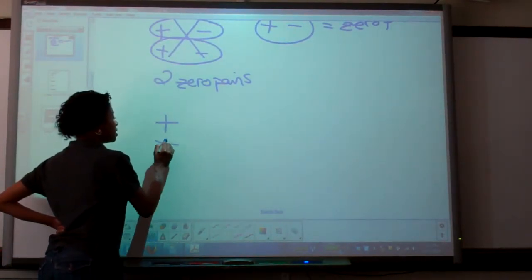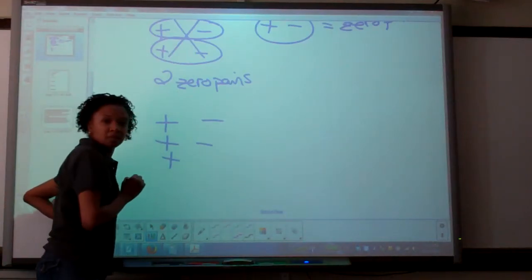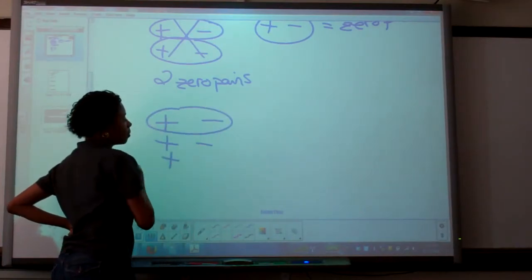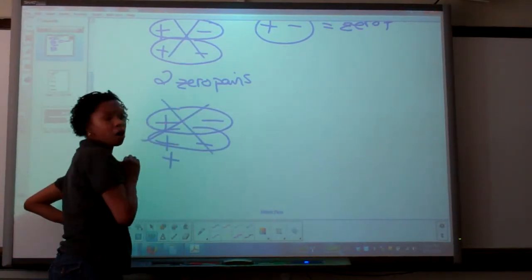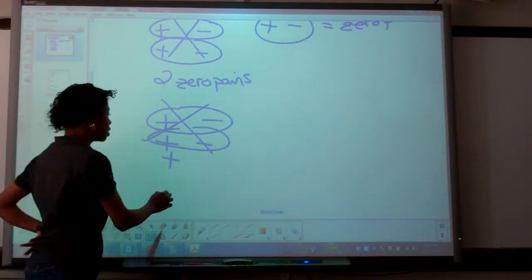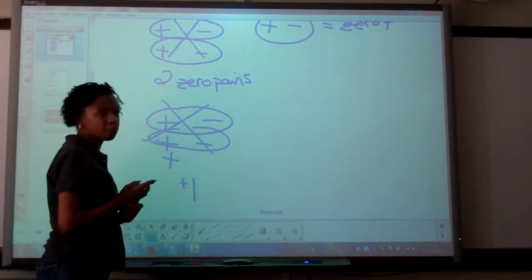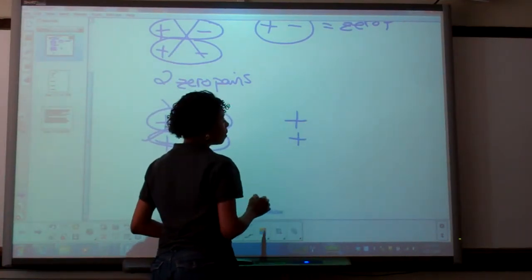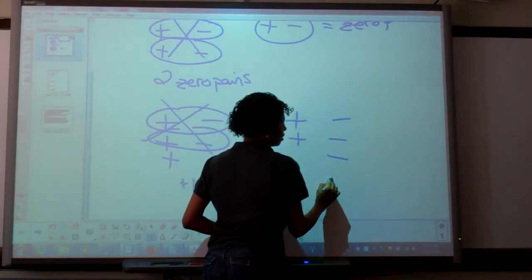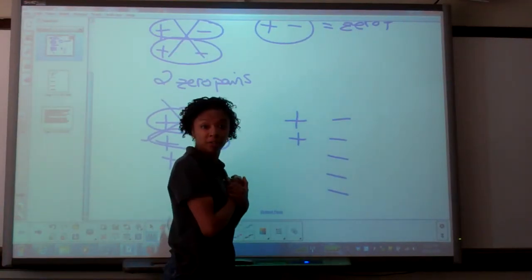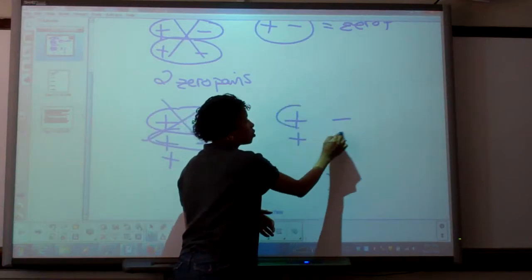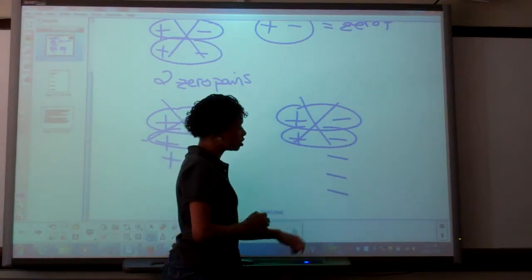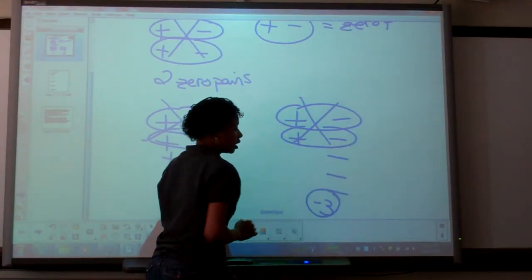Okay, here's the next thing. If I have 3 positives and 2 negatives, what does that equate to? Well, how many zero pairs do I have? There's 1 zero pair there and a second there. They're gone. So what is this worth? It's worth a positive 1, because I have 1 positive left. Next thing, if I have 2 positives and 5 negatives, what do I have? Well, let's get rid of all the zero pairs first. We always want to get rid of the zero pairs. There's 1, 2 zero pairs. What's left? It's all in one charge, which is 3 negatives, or negative 3.